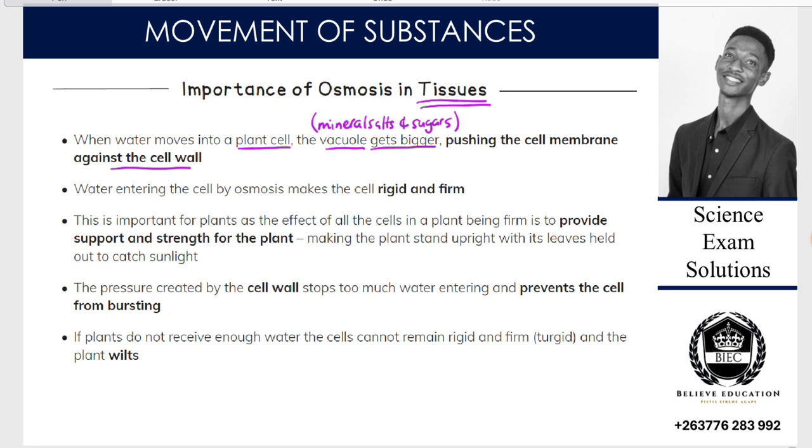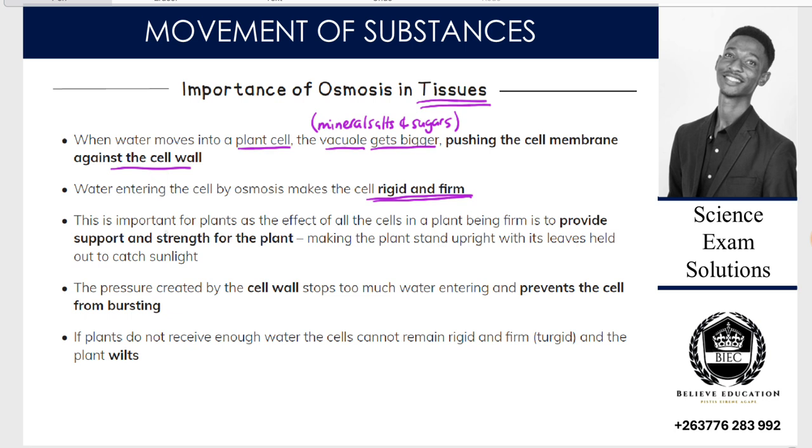The vacuole has become bigger, it then pushes the cell membrane against what? The cell wall. Then water entering the cells by osmosis makes the cell rigid and firm. Are we together? It is like a football inside a tube. The tube is the vacuole. As the tube fills, it presses against what? The cell wall, which is the outer covering. And that pressing makes it rigid and firm.